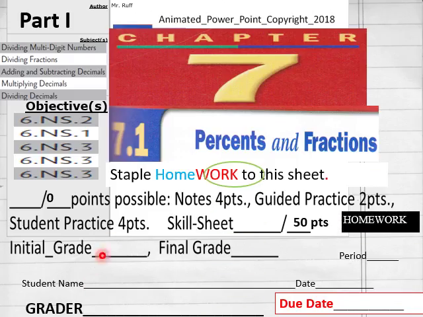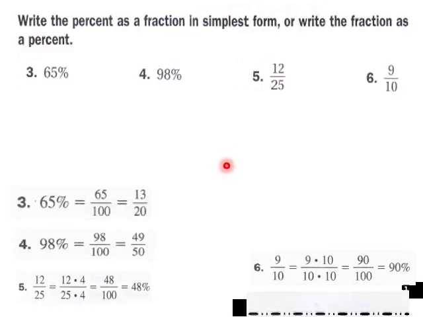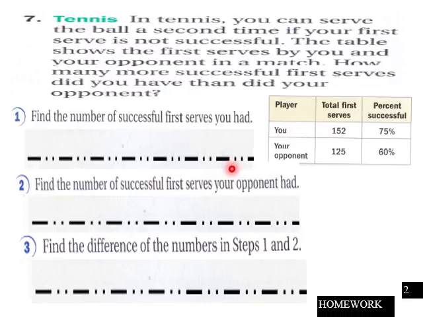Then here's our homework here for 7.1. Here's our standards for this lesson, percents and fractions. Write the fraction as a percent, or rather write the percent as a fraction in simplest form, or write the fraction as a percent. So fraction, fraction, percent, percent. Oh, here's your quick answers there.